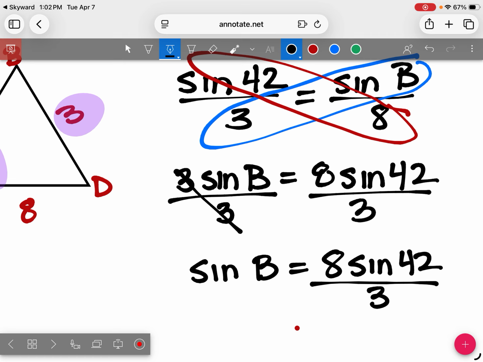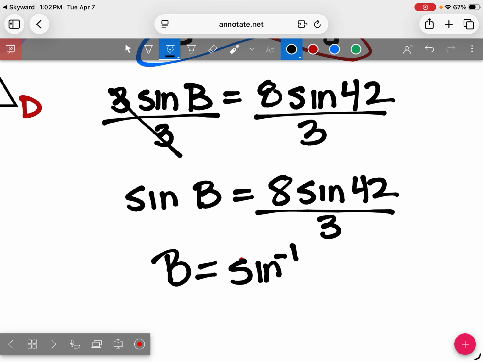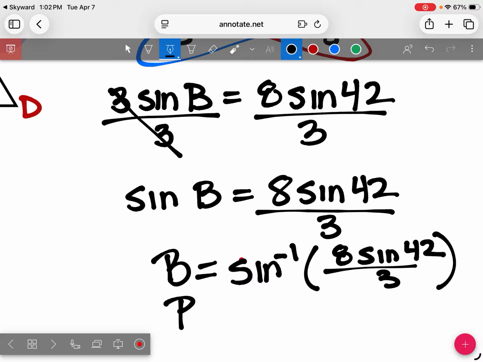All right, if you're trying to find an angle, what do you have to use to find an angle? Inverse. So that means that angle B will equal the inverse sine of 8 sine 42 over 3. Go ahead and type that in your calculator.